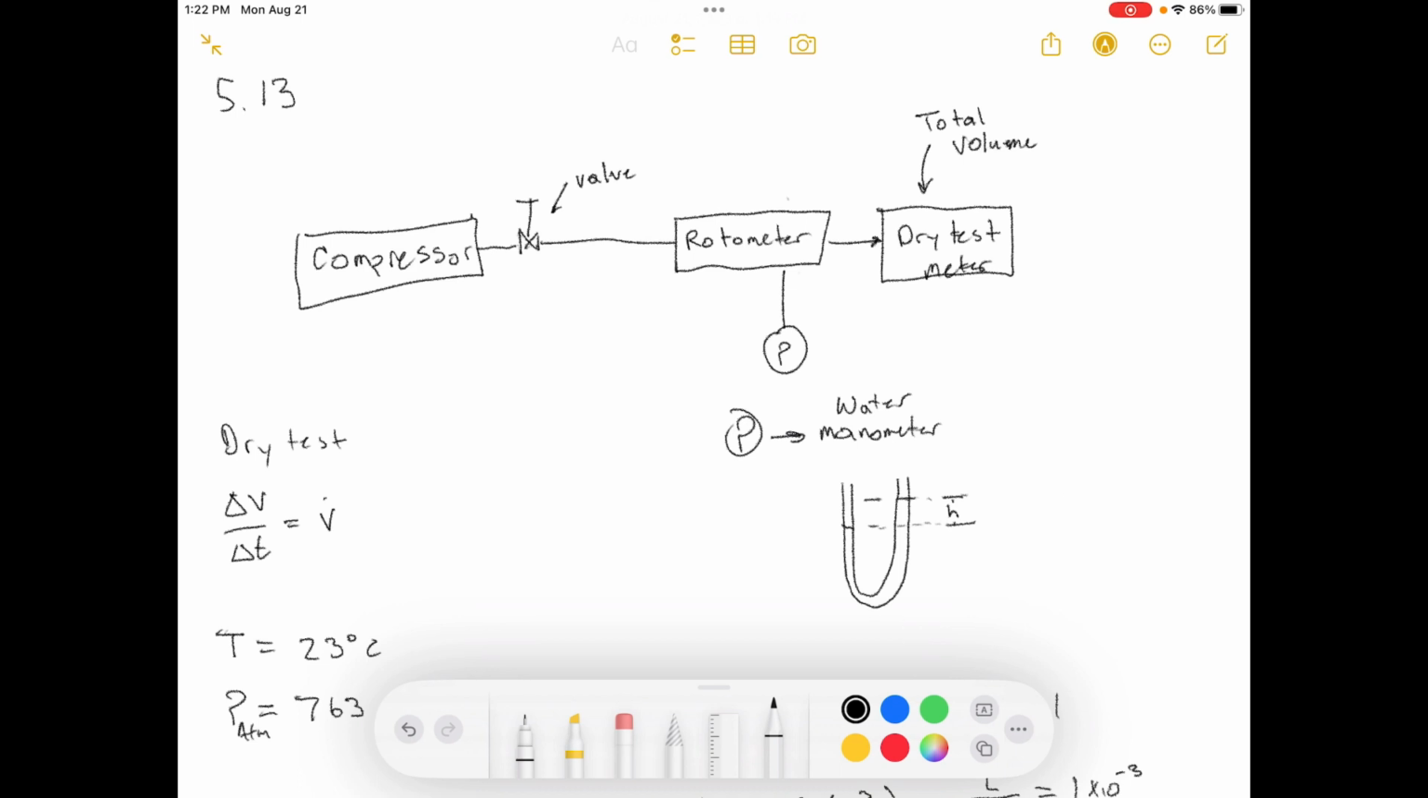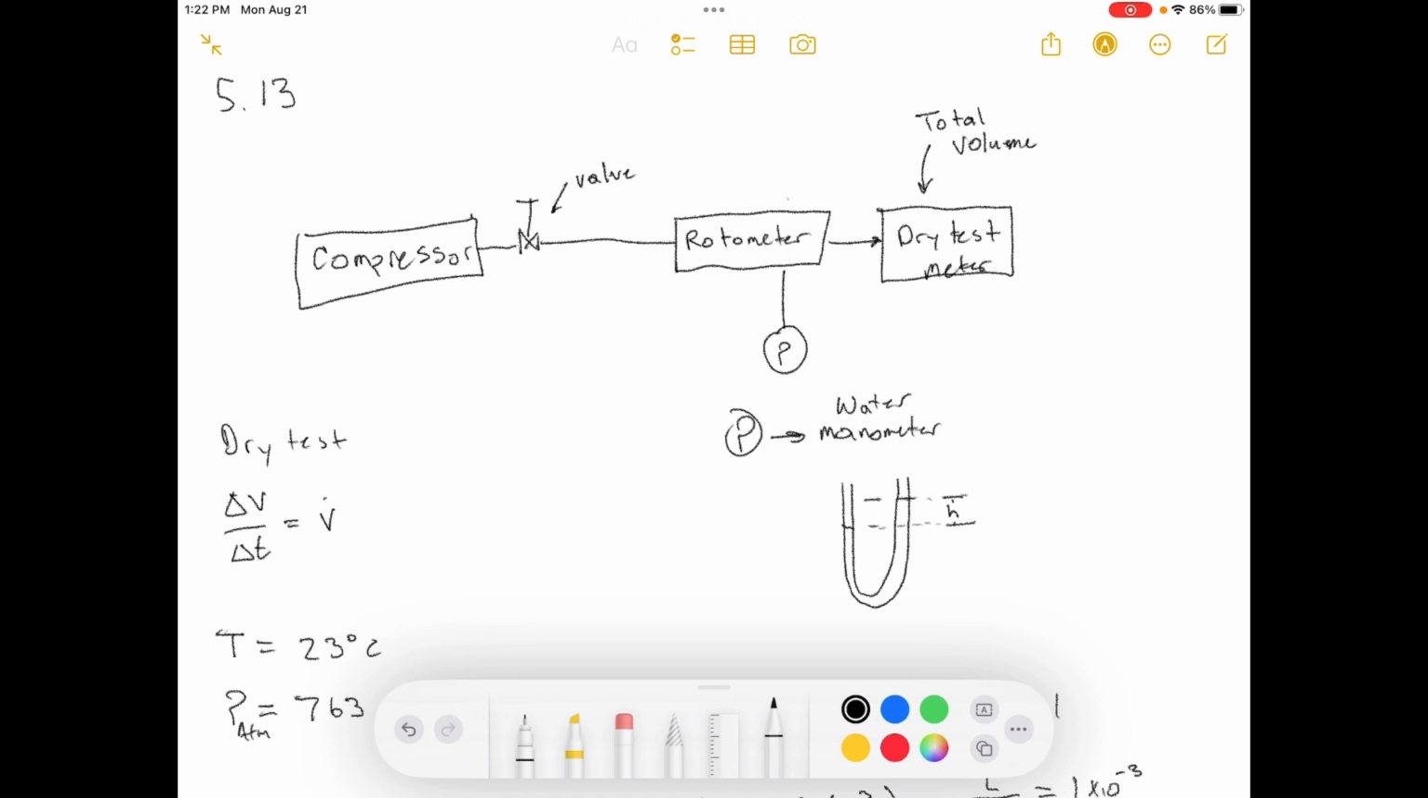A flow rate is set using the needle valve. The rotometer reading, phi, is noted, and the change in the dry gas meter, delta V, for a measured running time, delta T, is recorded. Then they give a diagram, kind of like my diagram, except theirs is better.